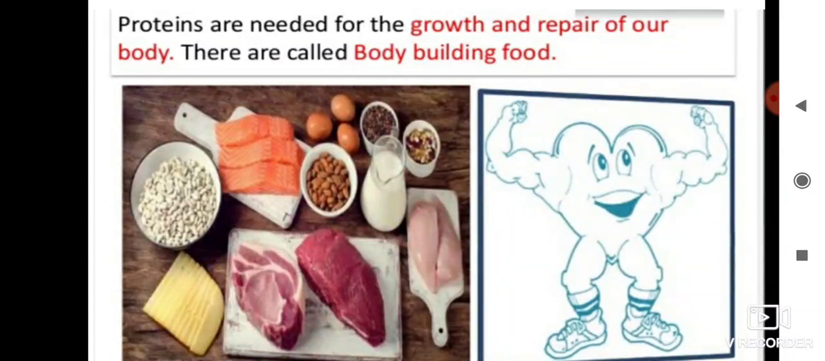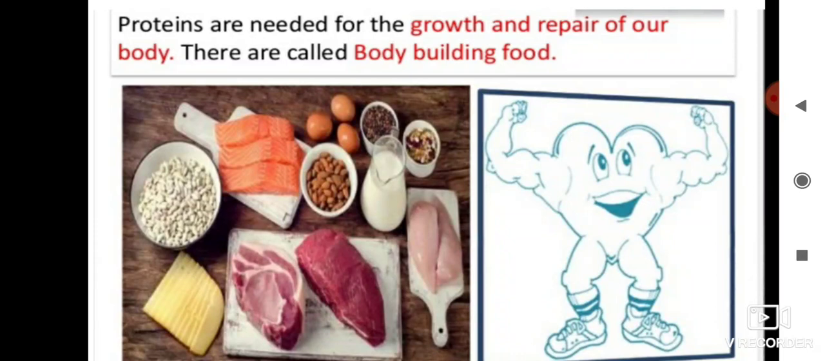Proteins are also a type of nutrient. Basically we can call protein a bodybuilding food, because it will repair the damaged parts of our cells. Suppose there is any injured part in your body, or suppose you want to grow and develop your muscles, then you need to consume protein. So protein is a type of nutrient, and we can also call it a bodybuilding food.